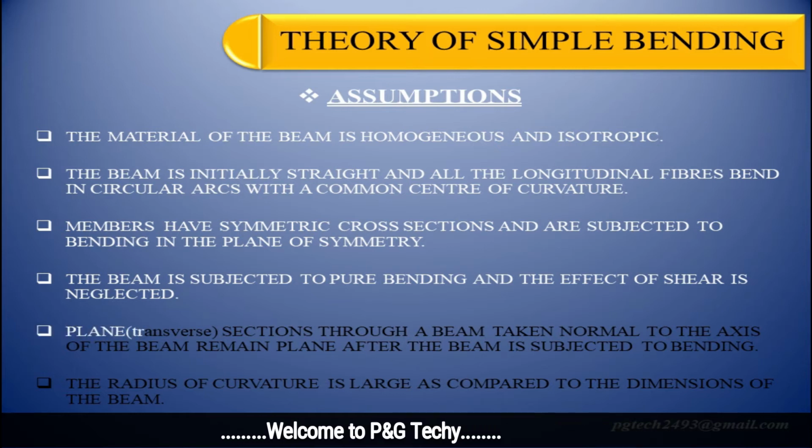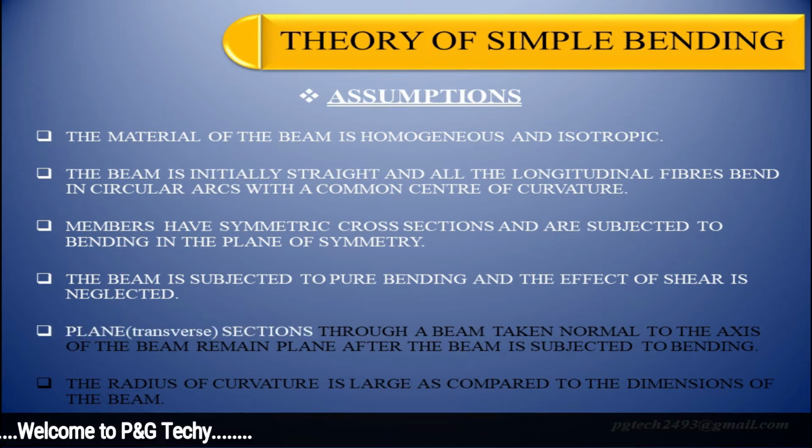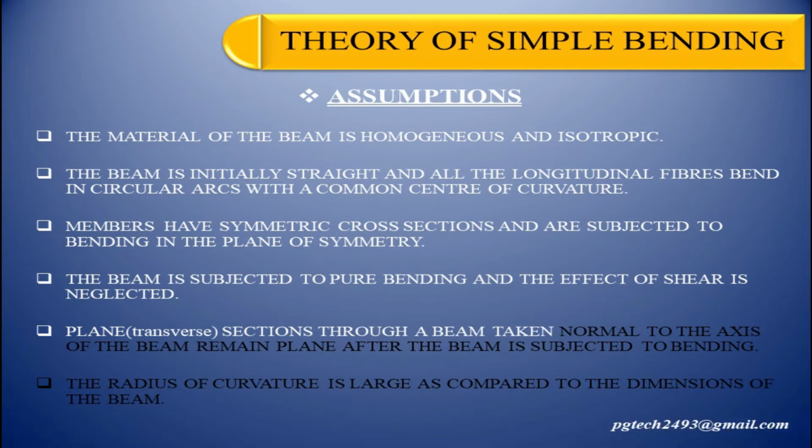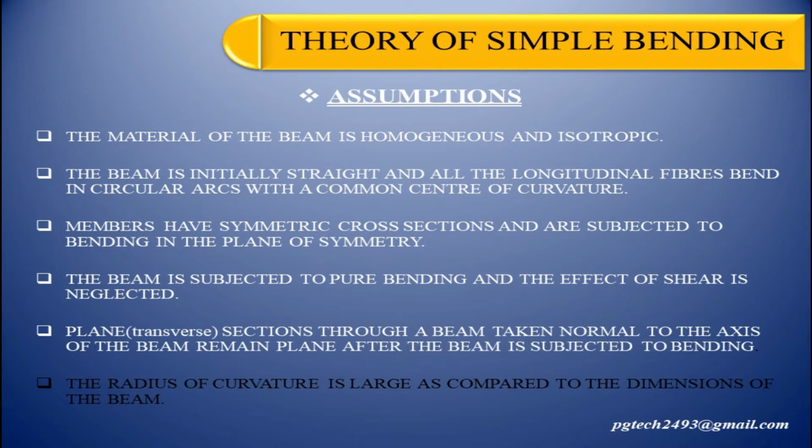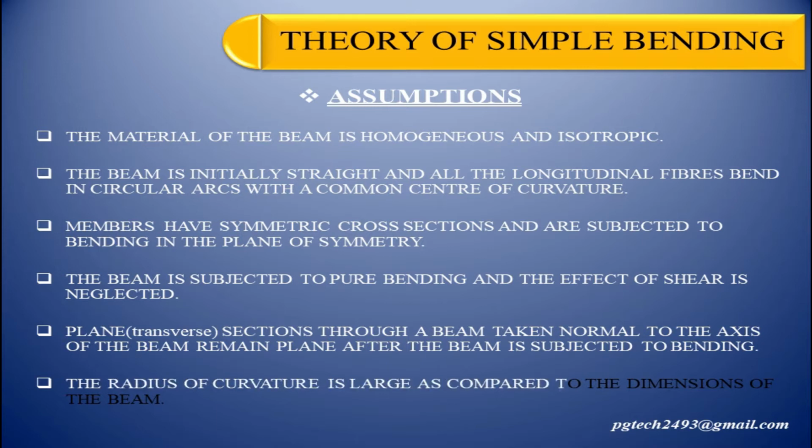Fifth, plane transverse sections through the beam taken normal to the axis of the beam remain plane after the beam is subjected to bending. Sixth, the radius of curvature is large as compared to the dimensions of the beam.